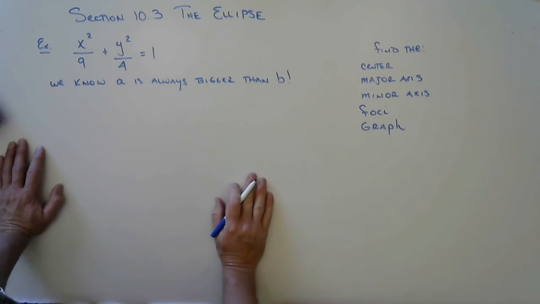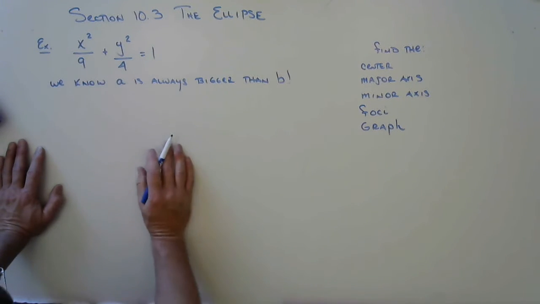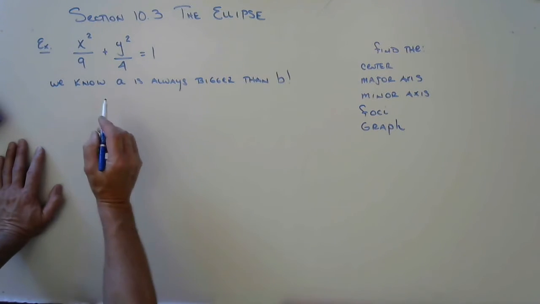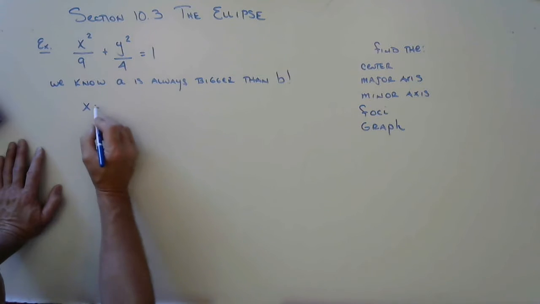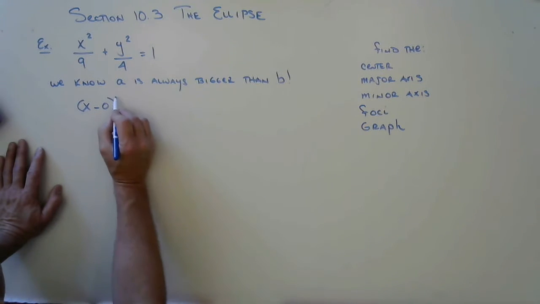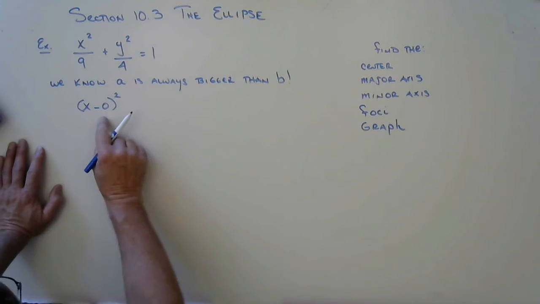Okay, make sure you write that in your notes. A is always bigger than B. Always. So what do we do? We rewrite this and make it look like our formula, with x minus h. In other words, we rewrite it like this. I need an h, so h is going to be 0, so I'm going to write that like that. That tells me where my center is, so I can see it. It's right there.